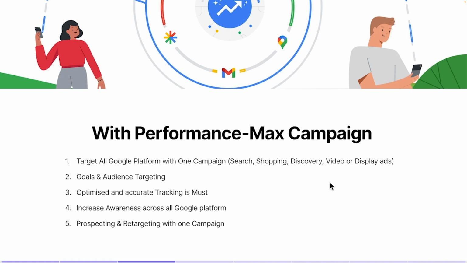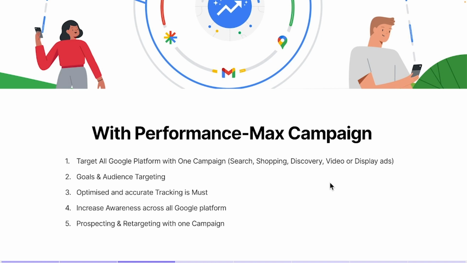With the Performance Max campaign, the fourth thing is that you can increase your awareness across all Google platforms, as it runs across all of them. So it increases the awareness of your brand across search, shopping, discovery, video, and display ads. And the fifth thing with the Performance Max campaign is that it will help you create more prospecting and retargeting within one campaign. Because as I said, if you give a goal to the Performance Max campaign and give it the audience, that is the starting point for the campaign.